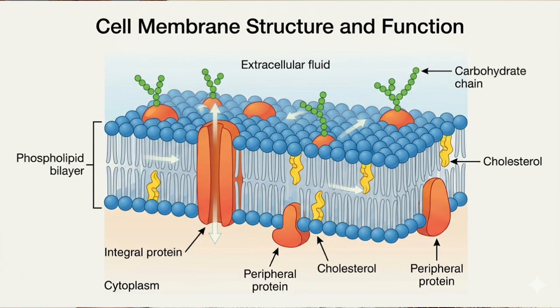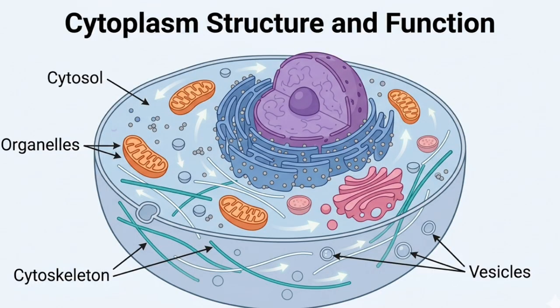The cell membrane controls what enters and exits the cell, maintaining homeostasis. Nutrients, water, and ions pass through, while waste products are removed. The cytoplasm is a jelly-like medium where chemical reactions occur. In prokaryotes, it carries out all life processes, while in eukaryotes, it supports organelles and helps in transport.